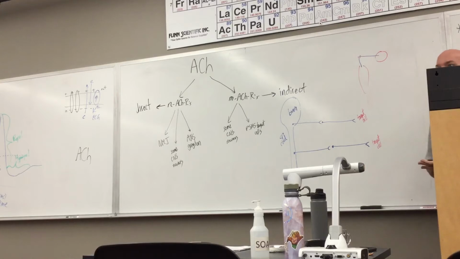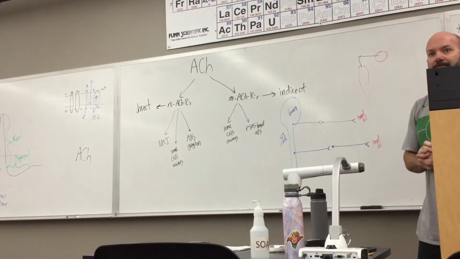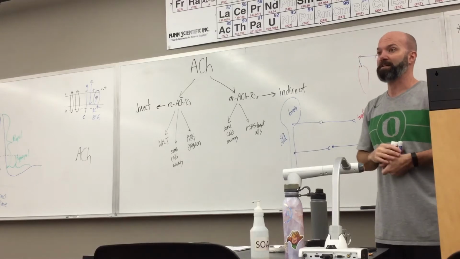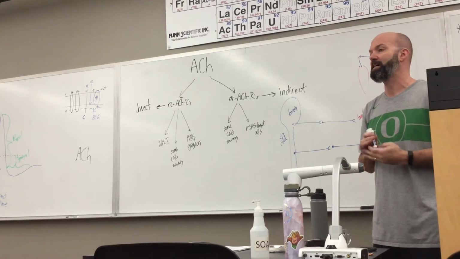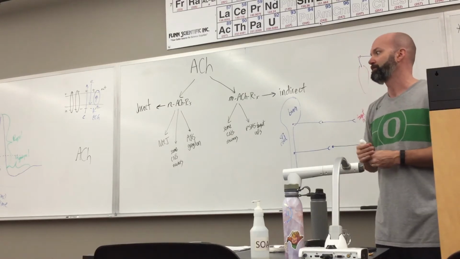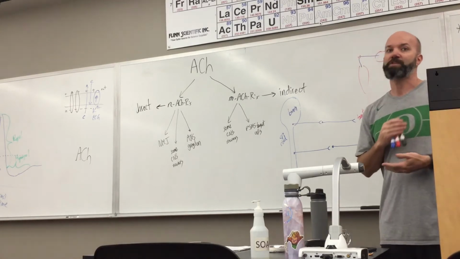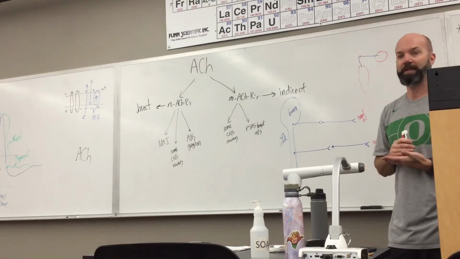How about abducens? What is that named after? What it does to the eye. Abducts. Well, which muscle abducts the eye? Turns it laterally. Lateral rectus. So what does abducens innervate? The lateral rectus muscle.